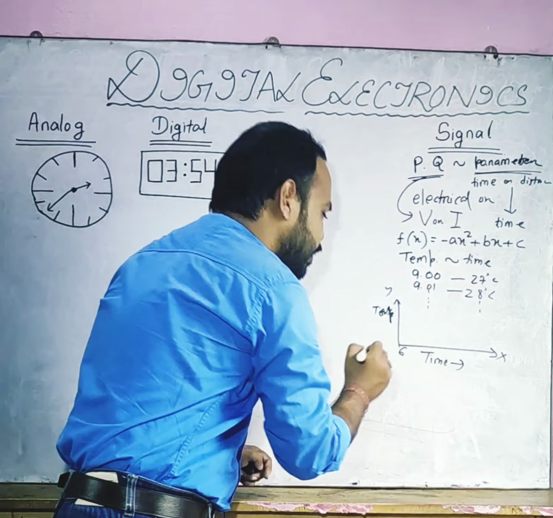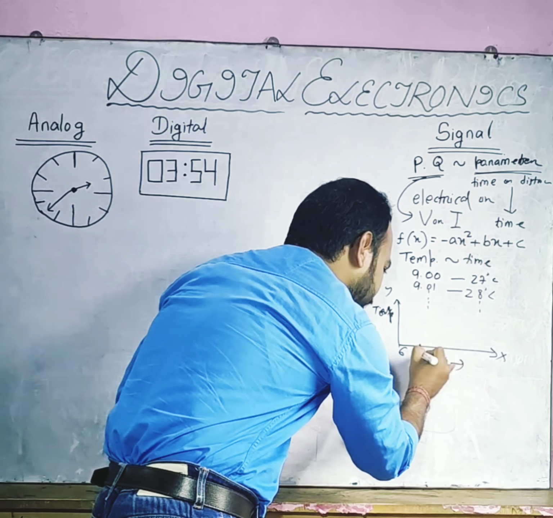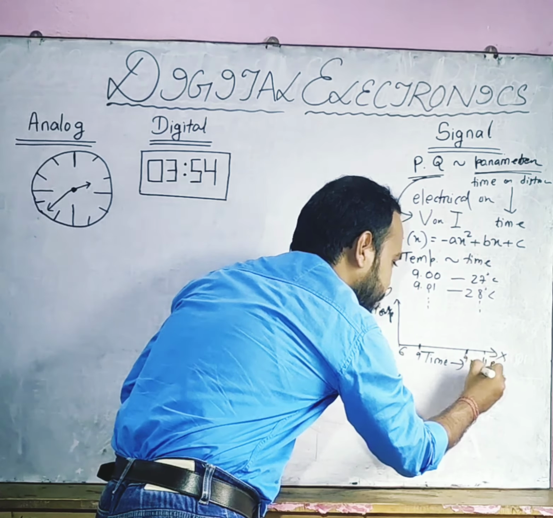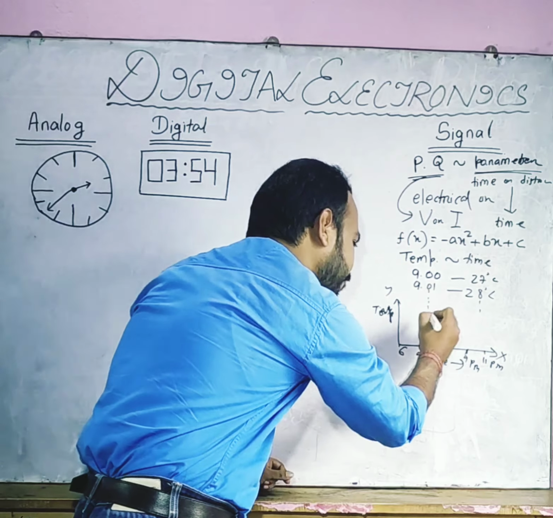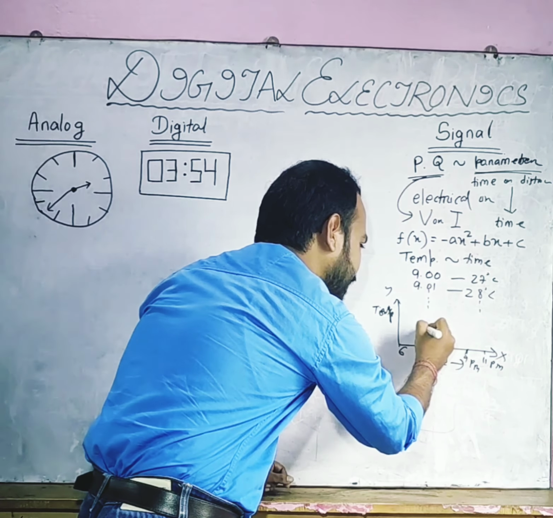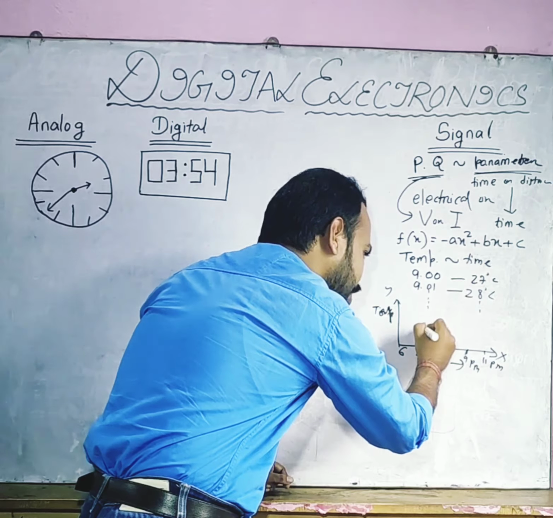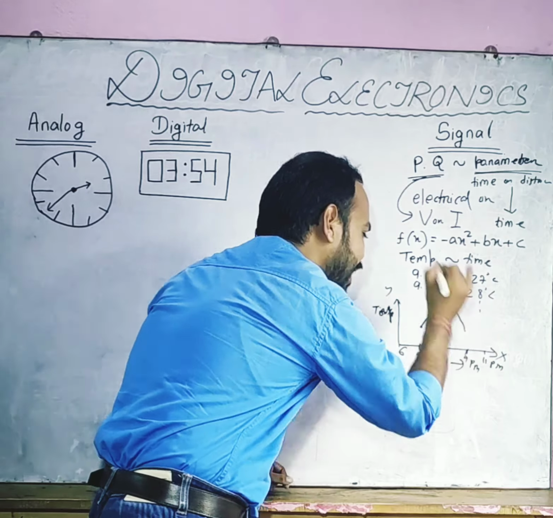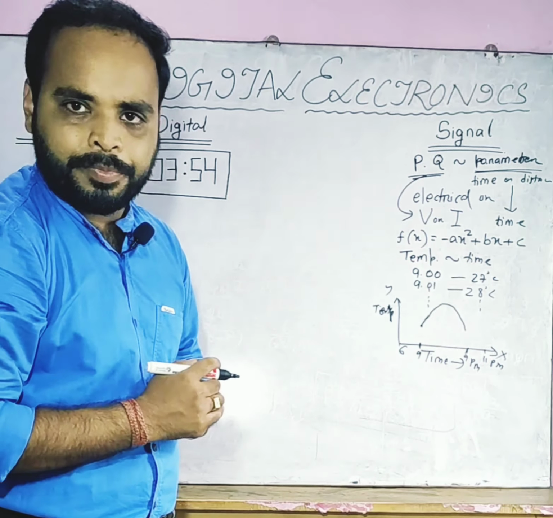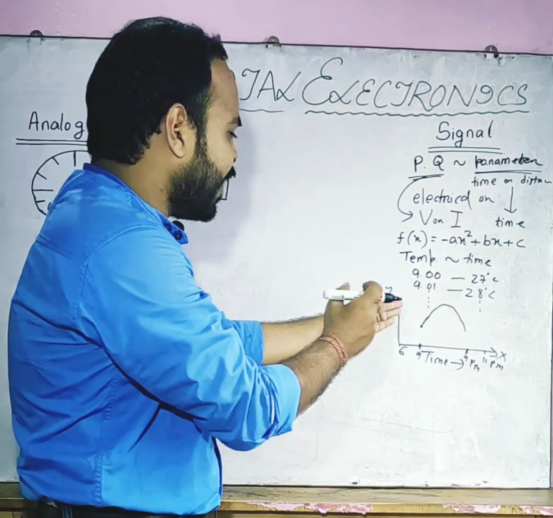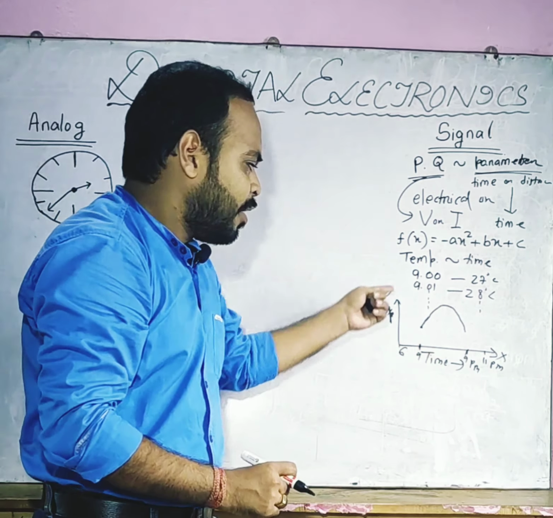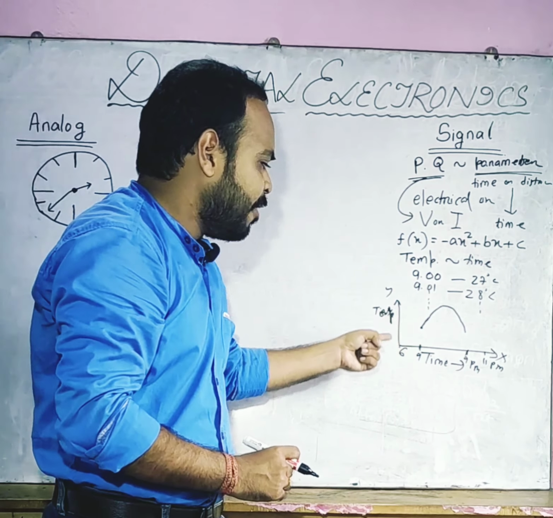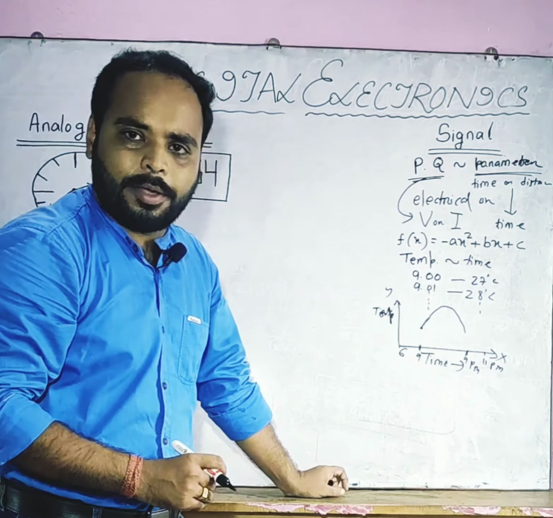Let us start from 6 am. So this point is 9 am, this point is 9 pm, and this point is 11 pm. So the graph would be like this. Suppose at 9 am the temperature is here, and at 9:01 the temperature increases, and after some time it reaches a maximum value, and then it decreases till 9 pm. From the graph we can clearly say that the graph is a downward parabola. So here we are representing our signal in the form of a mathematical parabola equation.